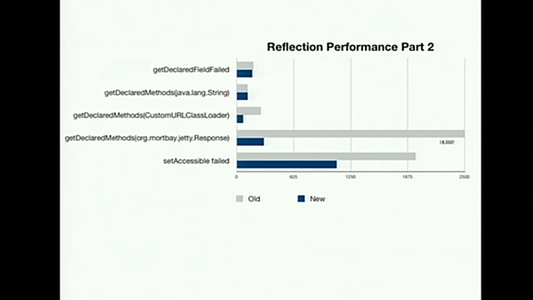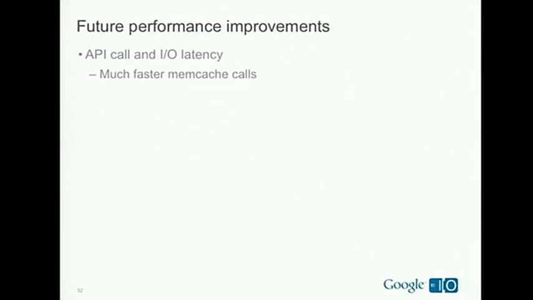Anyway, we optimized something that took 20,000 microseconds all the way down to about 200. So that was two orders of magnitude improvement, which we're pretty happy about, and shows up in the end. So let me talk more about future performance improvements to App Engine that we're working on right now.